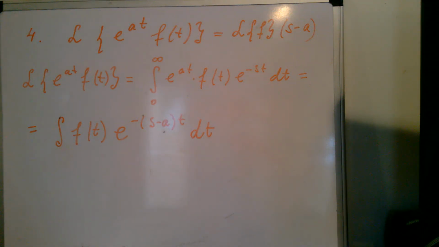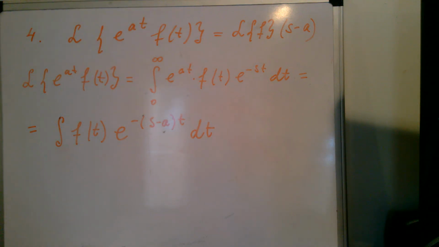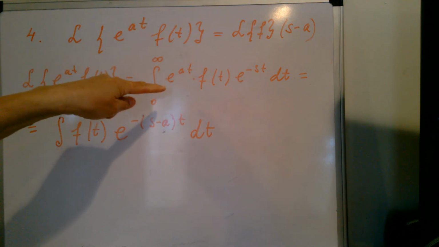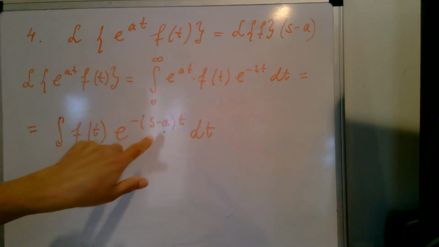Okay, property number 4. If you multiply your function by the exponential function e to the power of at, you actually take the Laplace transform of your function f and shift the argument. So how do we prove it? Well, first I write down the Laplace transform of this product, and put it under the integral with kernel e to the minus st. And then I combine these two exponential functions together.